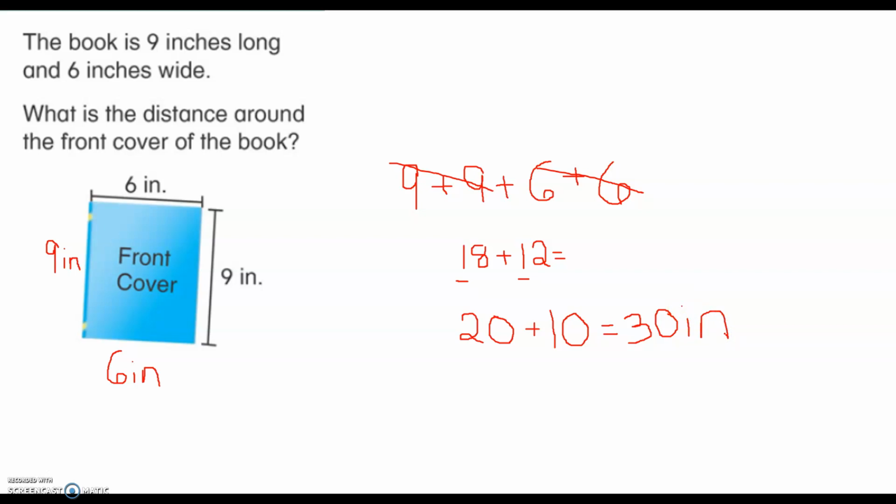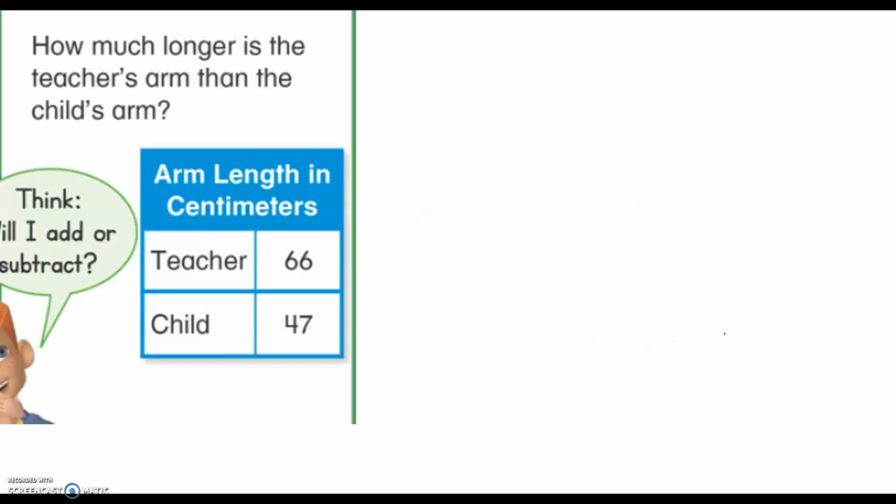Let's look at one more problem. How much longer is the teacher's arm than the child's arm? I see the information that I need in this chart. I see that the teacher's arm is 66 centimeters. I see that the child's arm is 47 centimeters. I know that I'm subtracting because I see the words, how much longer. That means I need to find the difference.